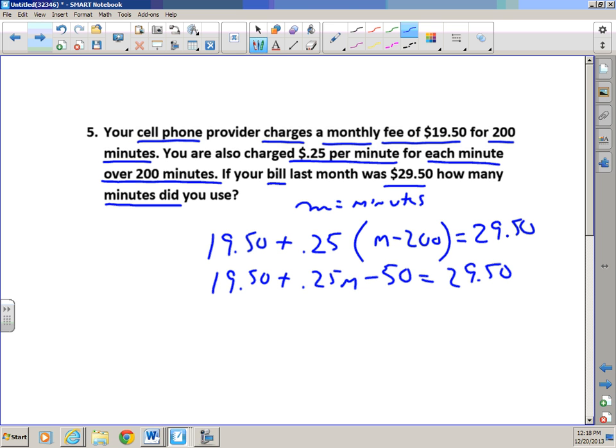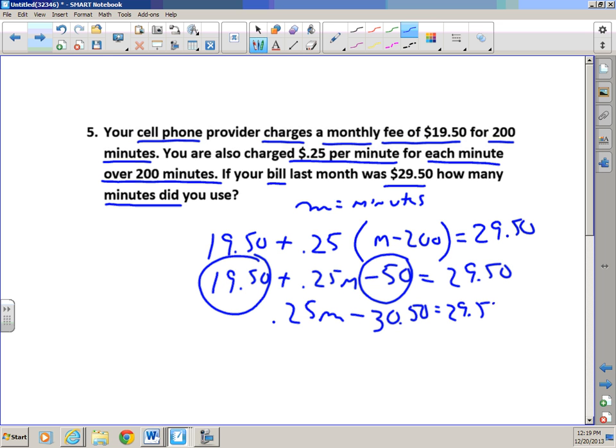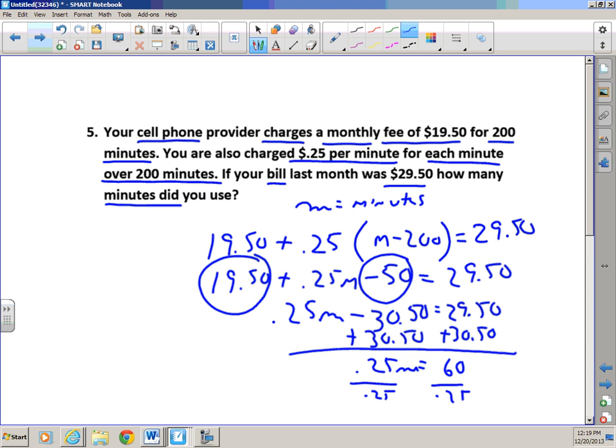Now, this is where circling your like terms is helpful because you should be circling a minus 50, to see that when you combine these two numbers, you're going to get 0.25M minus $30.50 equals $29.50. Add 30.50 to both sides. 0.25M is equal to 60. Dividing by 0.25 is the same as multiplying by 4, so M is 240 minutes.